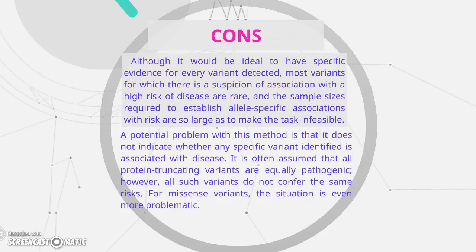A potential problem with this method is that it does not indicate whether any specific variant identified is associated with disease. It is often assumed that all protein truncating variants are equally pathogenic. However, all such variants don't confer the same risk. For missense variants, the situation is even more problematic.